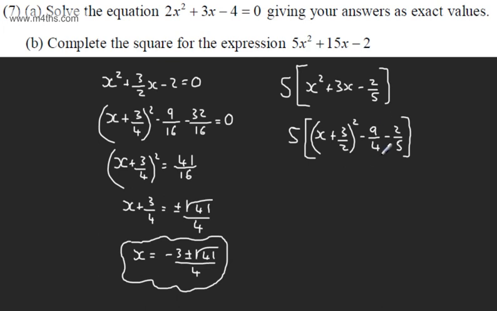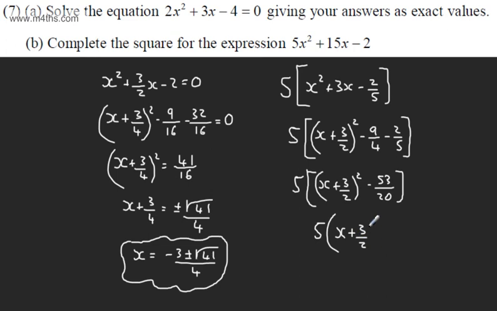All I'm going to do here is combine the fractions. So just combining the fractions, we're going to have x plus 3 over 2 all squared, and we're going to have now minus 45, and then we're going to have now minus 8, so that's going to be minus 53 over now 20. So all I've done is combine those, multiplying back through by the 5, we'll have 5 lots of x plus 3 over 2 all squared minus 53 over 4.